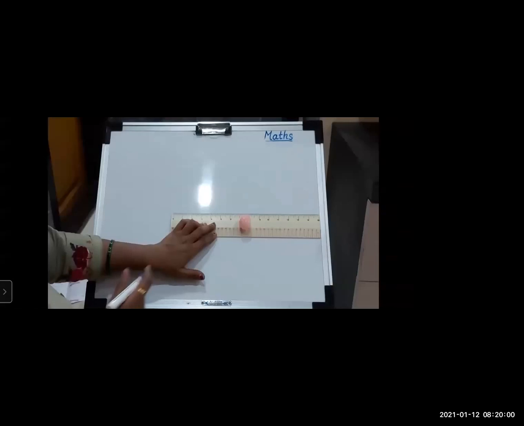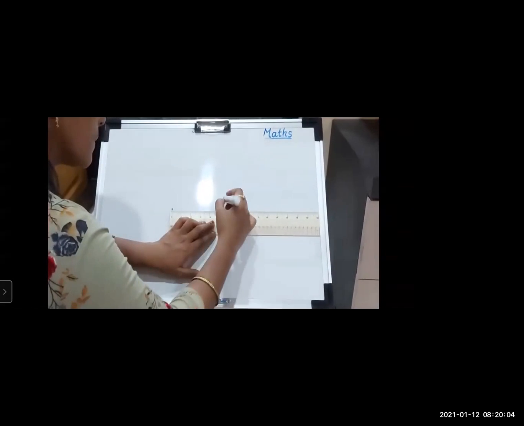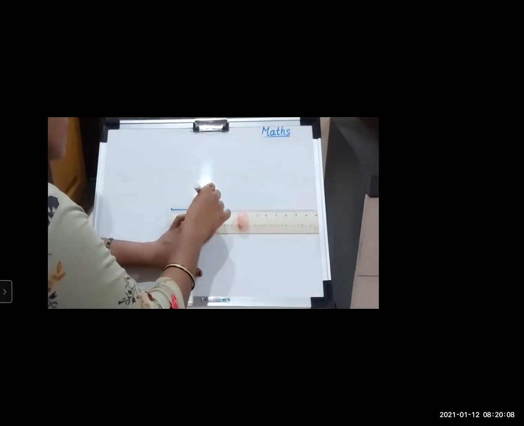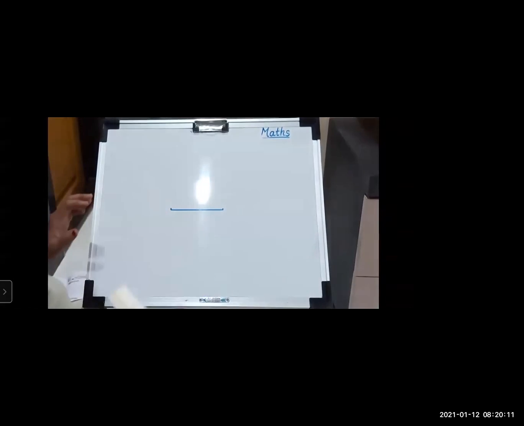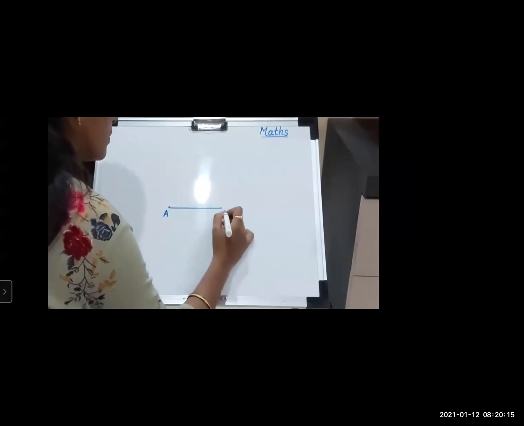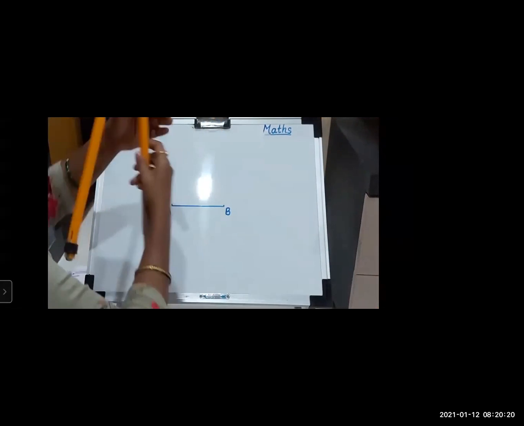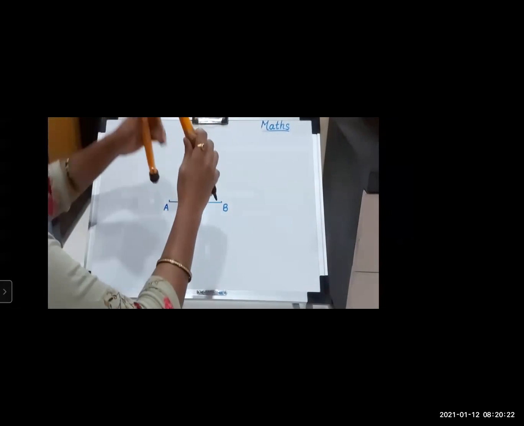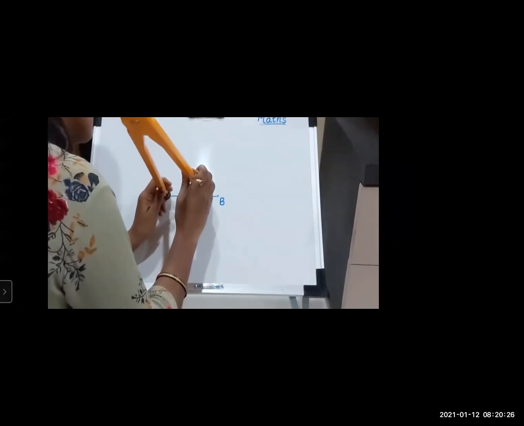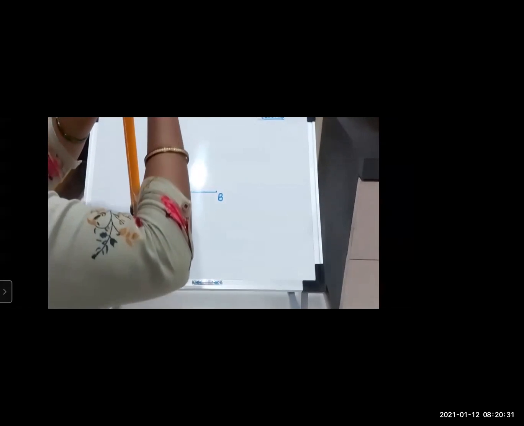So let's see. Draw a line of 5.5. See, you have to mark a point at 0 and exactly 5.5 after that. I will name this segment AB. Now take a compass. They have told us to draw using a compass and a ruler. Now I will keep the pointer on the point A and take more than half the distance.